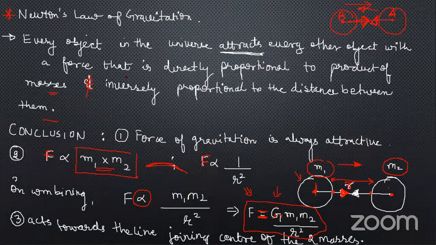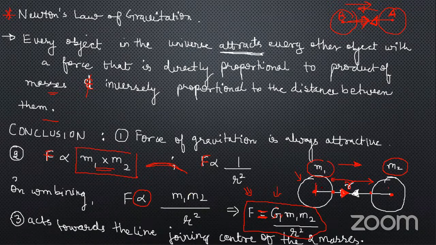The law says that force is directly proportional to the product of masses. Let's say I am talking about two objects here. One's mass is m1, the other object has a mass of m2. The statement says that the attractive force which exists between these two bodies is directly proportional to their masses. That is, the force depends on the value of the masses of the two bodies involved in the attraction.